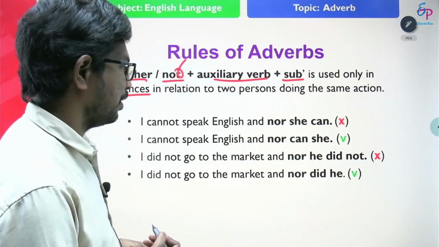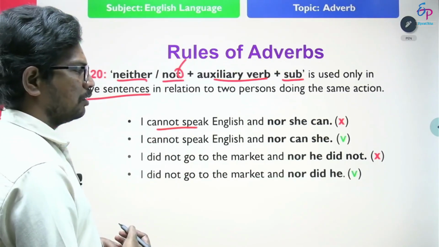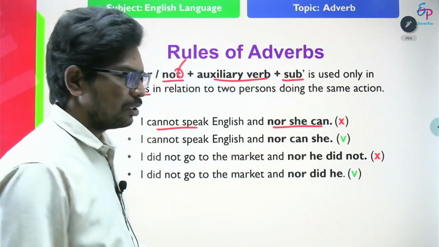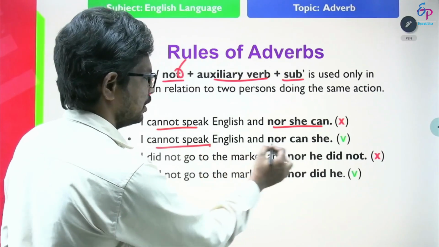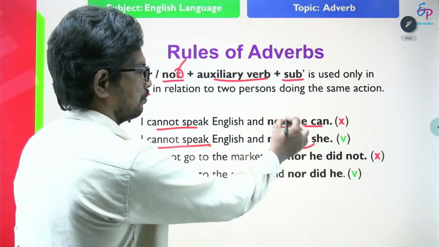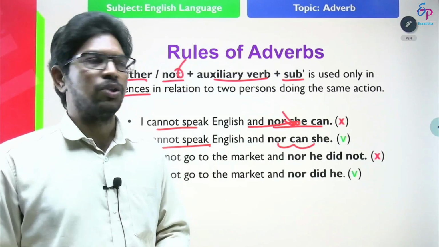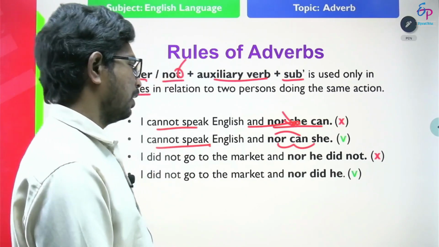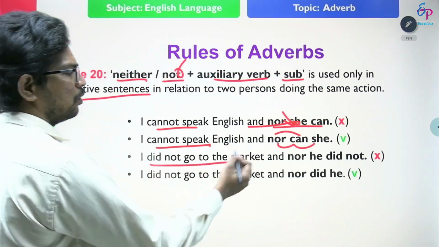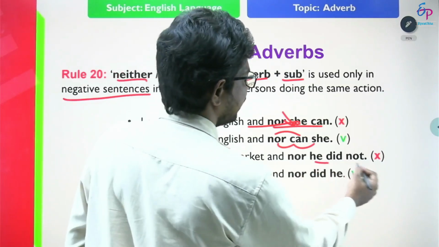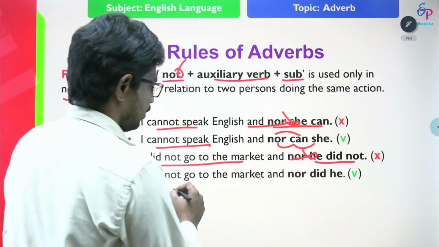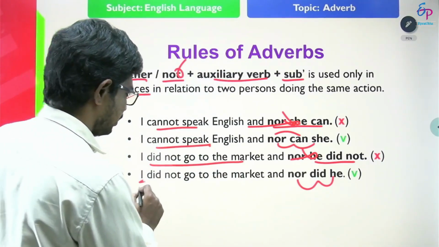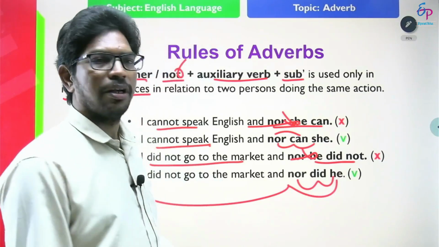Look at the example and find out the error. I can't speak English, that means it's a negative statement, and nor she can is wrong. What is the correct one? I can't speak English, nor can she is correct. So the helping verb should be used after nor, before the subject. Look at another example. I did not go to the market, nor he did not. It's wrong. I did not go to the market, nor did he is correct. Two subjects did the same action.